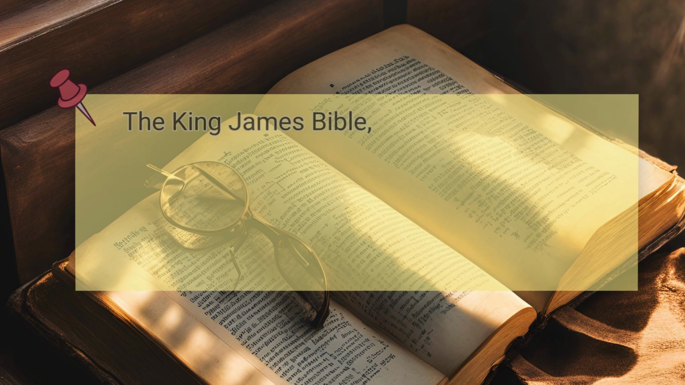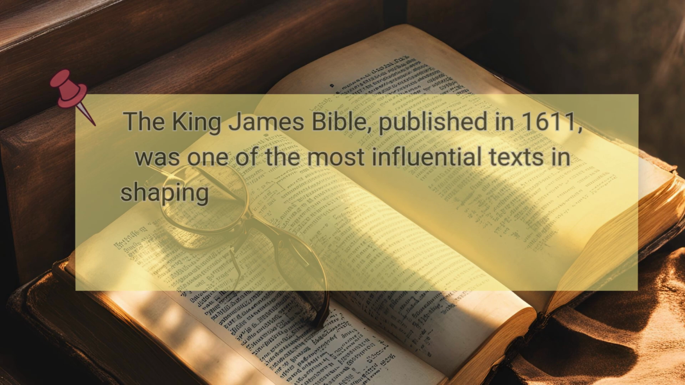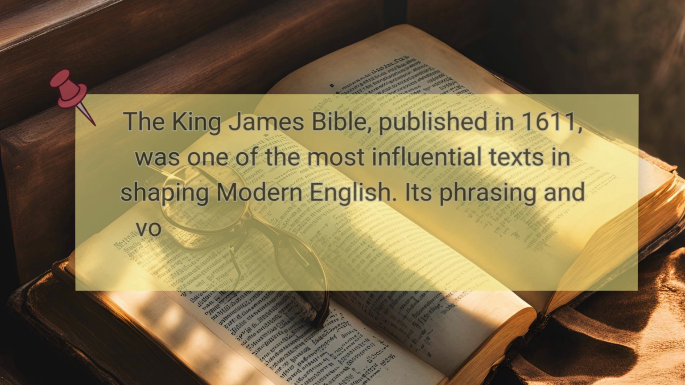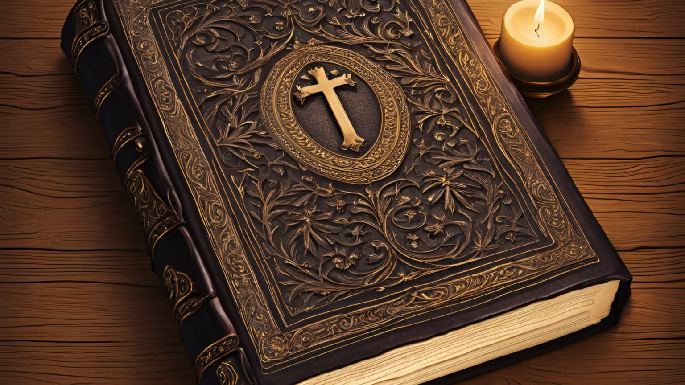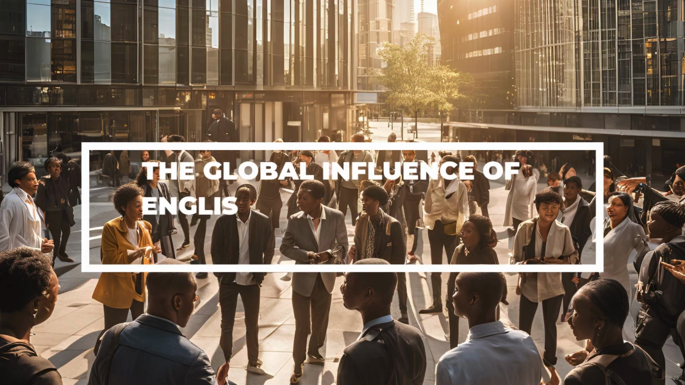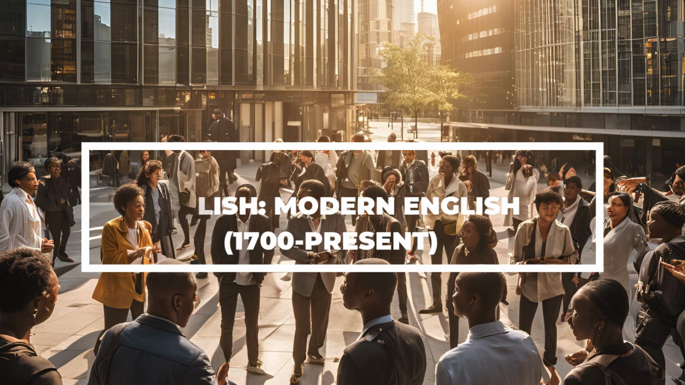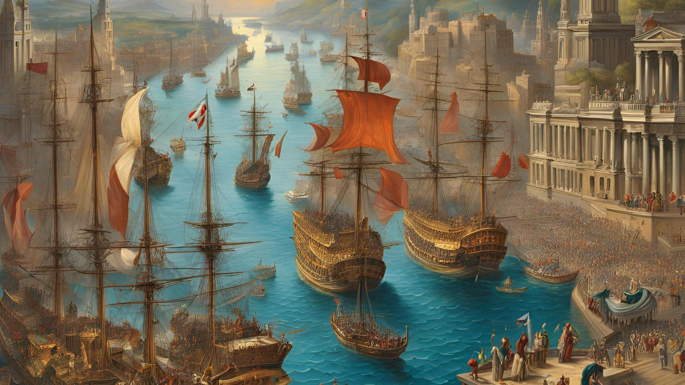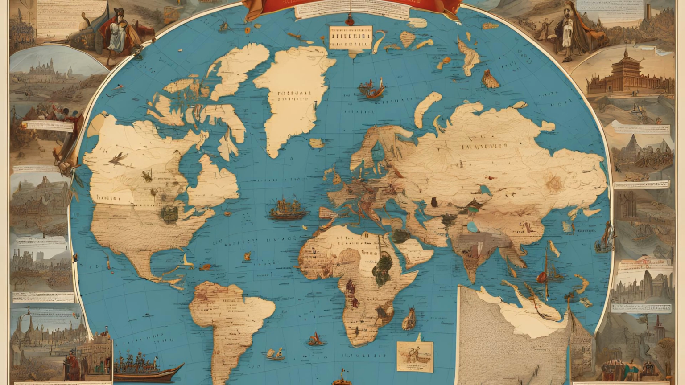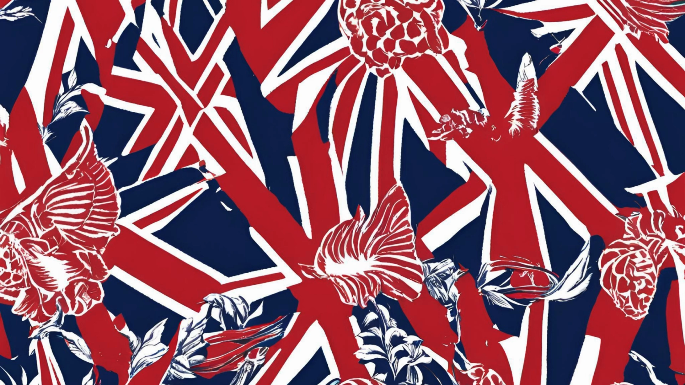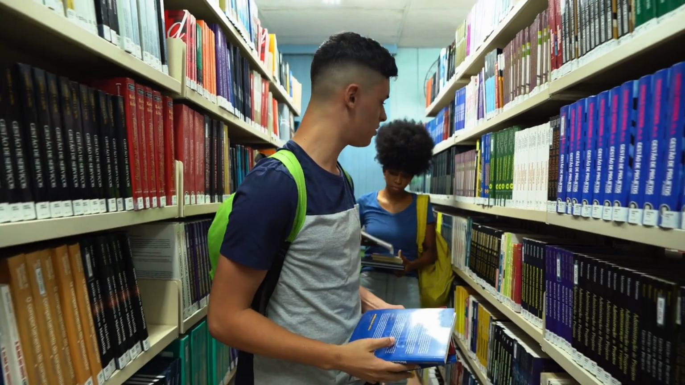Key fact: the King James Bible, published in 1611, was one of the most influential texts in shaping modern English. Its phrasing and vocabulary had a lasting impact on the language. With the rise of the British Empire in the 18th and 19th centuries, English began to spread across the globe. Colonization brought English to North America, India, Australia, Africa, and beyond, creating a multitude of English dialects. This period also introduced loan words from various languages, enriching English even further.